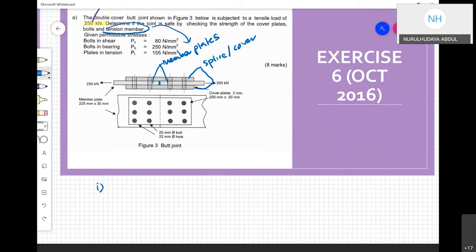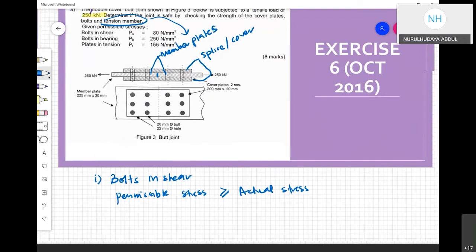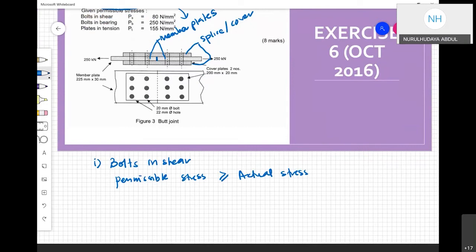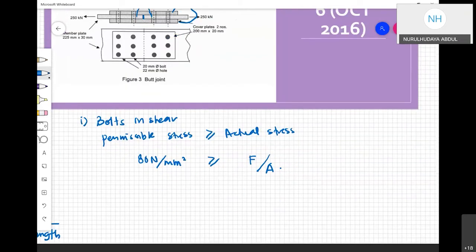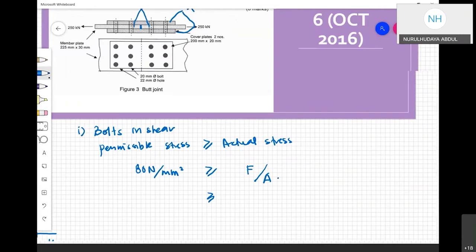Usually I will calculate bolts first. So first I will calculate bolts in shear. As usual, the permissible stress should be bigger than the actual stress, because now we are not trying to design. The design is already there, but we are checking only whether it can resist such a force. For bolts in shear, the permissible stress, PS, up here is 80. So we put 80 Newton over mm square here. We must make sure this value 80 is not exceeded by the actual stress. You know the formula for stress is force divided by area. So we can just fill in. The force is 250.